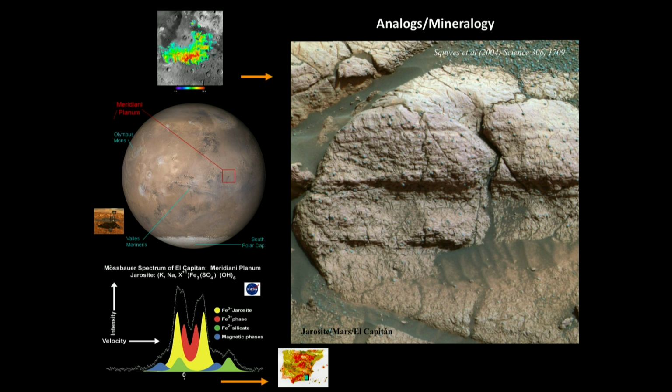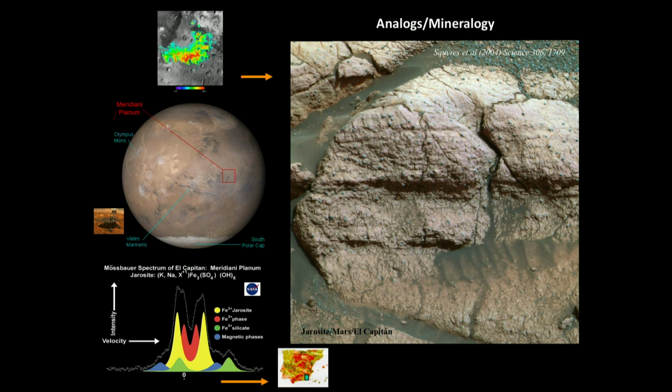And this was very important because we know here that jarosite requires the presence of liquid water to be formed. So it was probably the smallest evidence, but the most important one about the existence of liquid water, because this mineral requires the presence of liquid water to form.